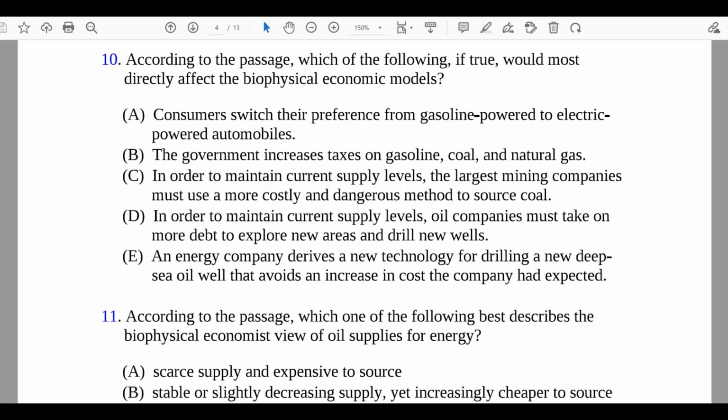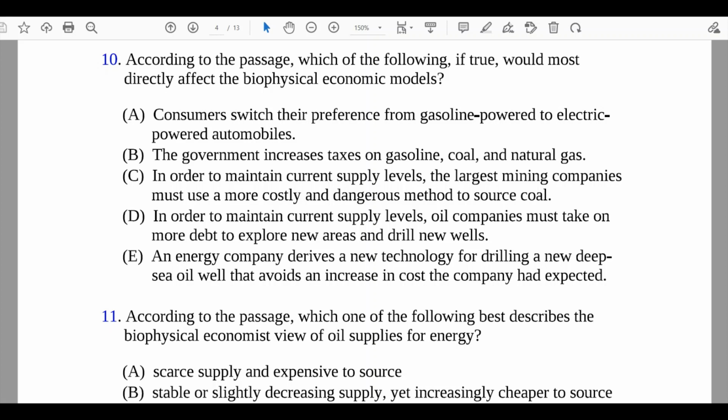Answer C definitely affects the EROI economic model. If the cost to maintain current energy supply levels goes up significantly, it could affect the long-term viability of that energy source and thus the survival of the economic system. This is most likely your answer, and that is C. But still, you must review the remaining options.